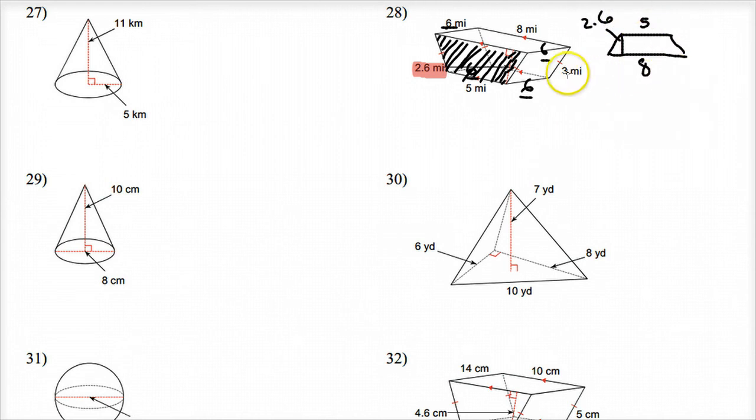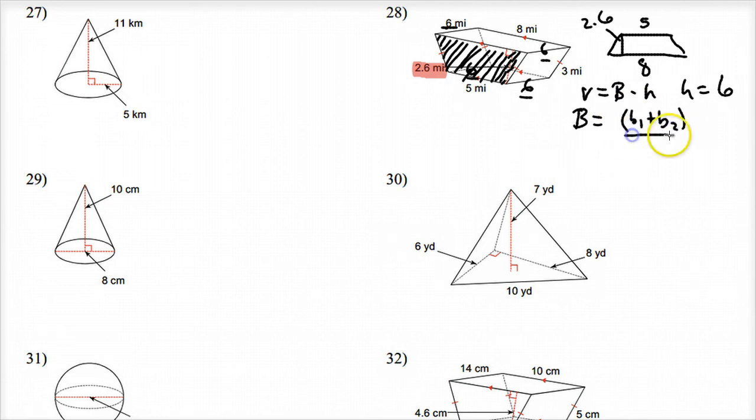And then the volume of a prism is the area of the base times the height. And we know the height in this case is all these 6's. Excellent. And the area of the base is a trapezoid. So that's that whole B1 plus B2 divided by 2 times the height. And this is a different height, so I'm going to call that height 1. So let's say that height 1 is that 2.6.